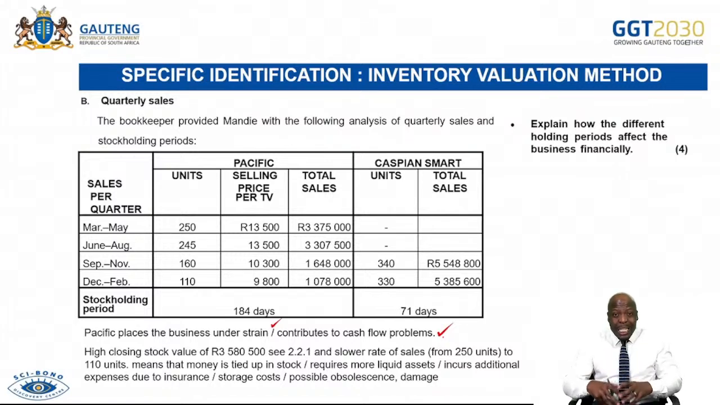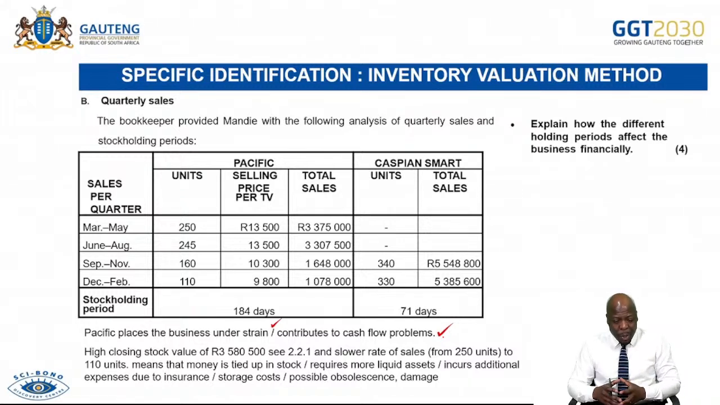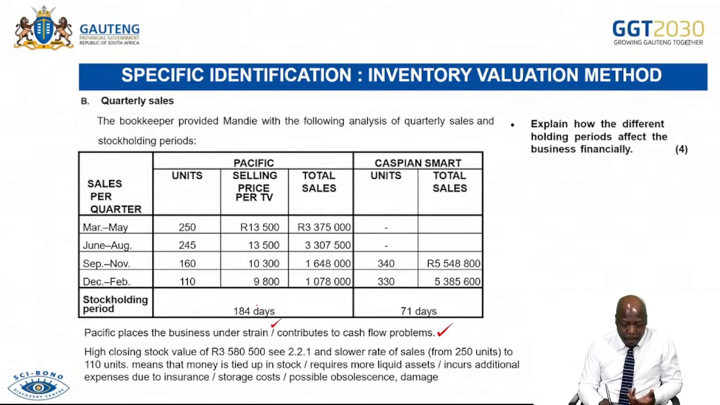If stock stays longer here, cash is staying longer outside the business because these two move in opposite direction. So the Pacific is definitely going to create strain on the business, that is cash-wise, because our cash is tied up in stock. It's going to lead to cash flow problems. High closing stock, that is of the Pacific. Remember, we have dealt with this one already.